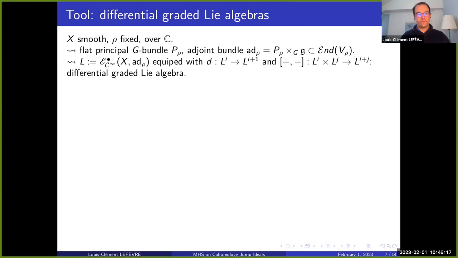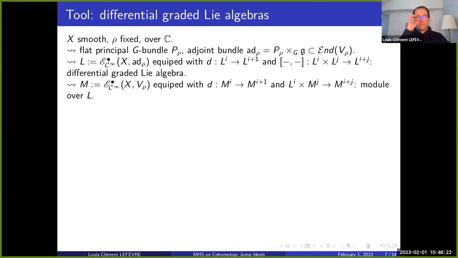And I can also form M, which is the algebra of C infinity differential forms with values in the local system V. Again, it has a differential because we differentiate differential forms. It has no bracket, but it has an action map. That's the action of the Lie algebra on the vector space, the canonical representation coming from the representation of G as a subgroup of GLN. And this action map goes from an element of degree I in L and an element of degree J in M to an element of M of degree I plus J. So this whole M is called a module over L in the sense of a differential graded algebra. So it's a differential graded module over the differential graded Lie algebra L.